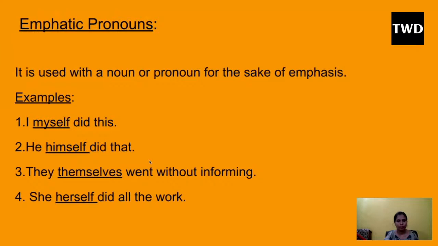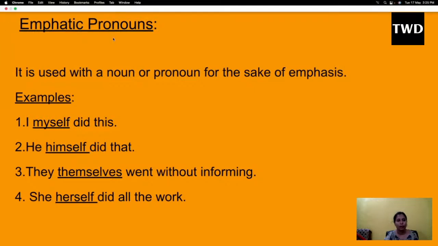Emphatic pronoun is used when we really want to emphasize that this is done by me or him or her, whoever it is. Sometimes you talk to children, "Did you do this?" and they say, "Yes, I did it myself." They want to emphasize that the work has been done by them. So that is when we use an emphatic pronoun.